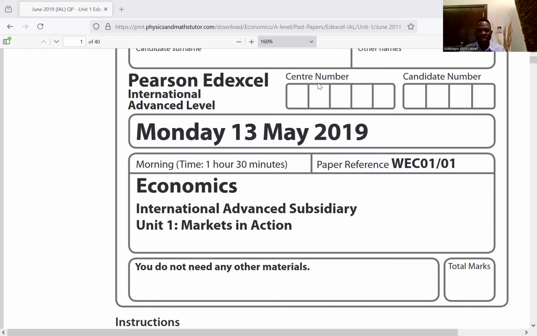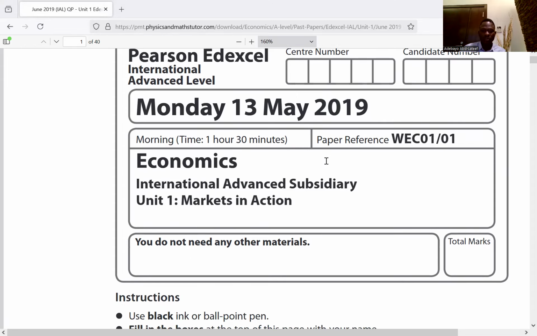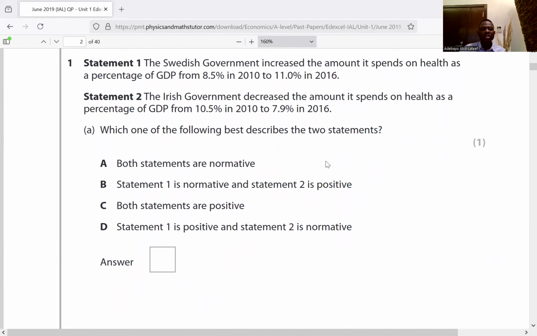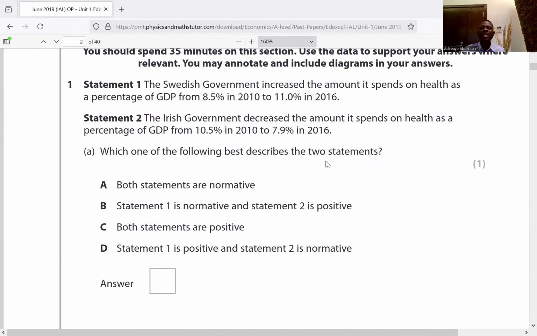So we go to Economics AS, Paper 1, May 2019. Question 1. Statement 1: The Swedish government increased the amount it spends on health as a percentage of GDP from 8.5% in 2010 to 11% in 2016. Statement 2: The Irish government decreased the amount it spends on health as a percentage of GDP from 10.5% in 2010 to 7.9% in 2016. Which one of the following best describes the two statements?